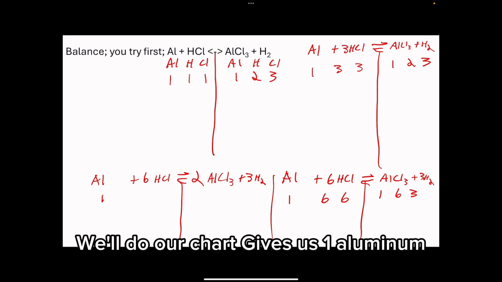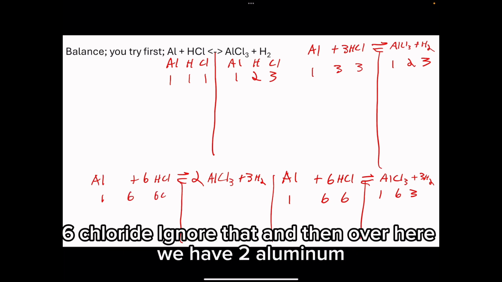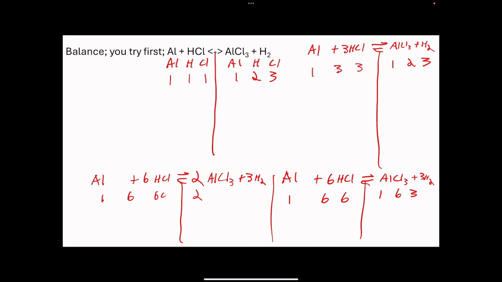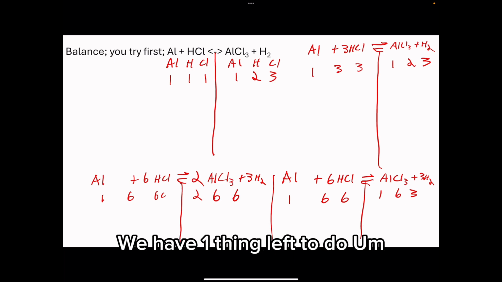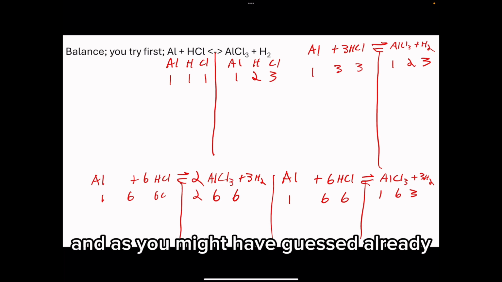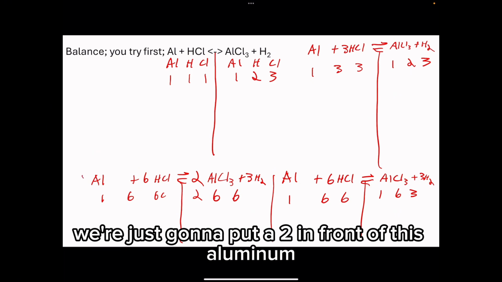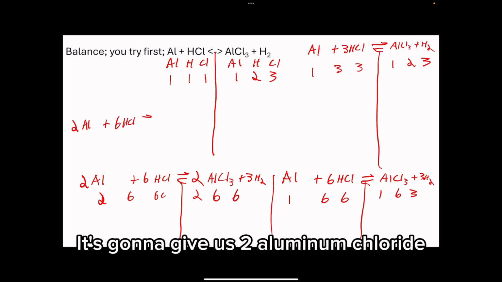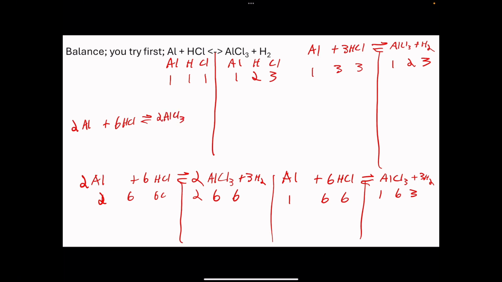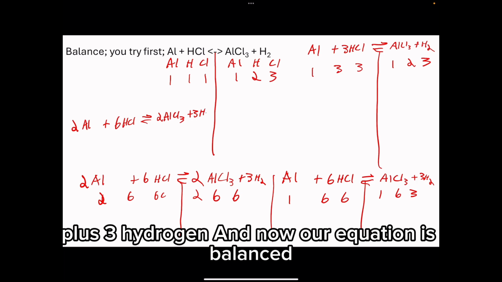We'll do our chart. So 1 aluminum, 6 hydrogen, 6 chlorine. And then over here we have 2 aluminum, 6 hydrogen, and 6 chlorine. So still not balanced. We have one thing left to do. As you might have guessed already, we're just going to put a 2 in front of this aluminum. So our full balanced equation is 2 aluminum plus 6HCl gives 2 aluminum chloride plus 3 hydrogen. And now our equation is balanced.